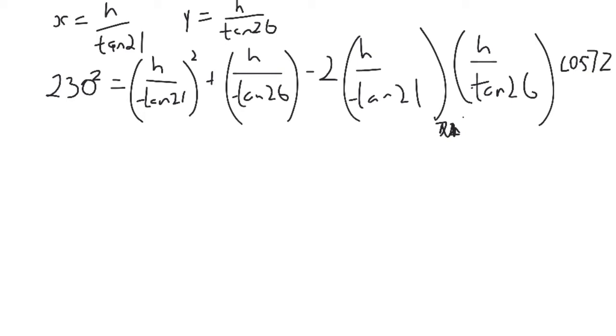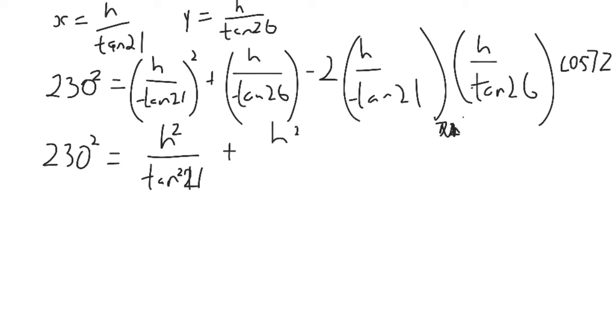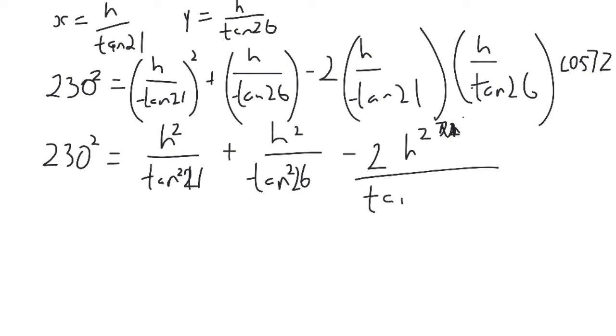So 230 squared on the left, that's the easy part. h squared over tan squared 21, plus h squared over tan squared 26, minus 2h squared over tan 21 tan 26, and cosine 72 is on top there.